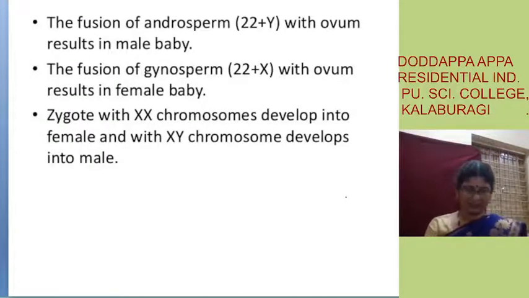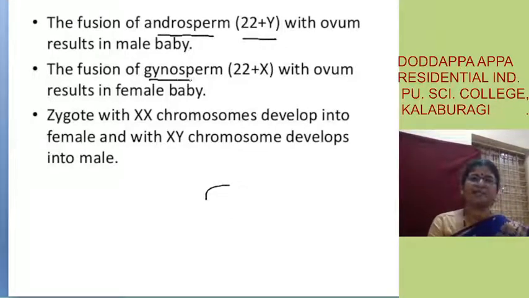Now, whatever I told in the diagram, that is there. So that is the fusion of androsperm. See this term, you have to remember where pen is. Okay, here it is. The sperm with Y chromosome is called androsperm, and the sperm with X chromosome is called gynosperm. Fine.